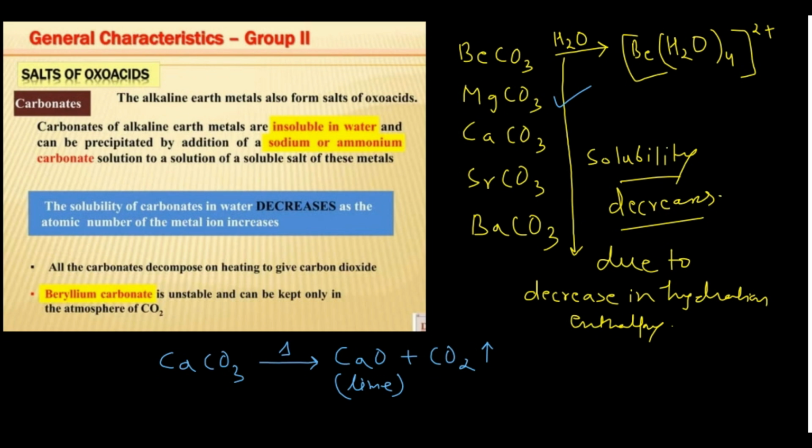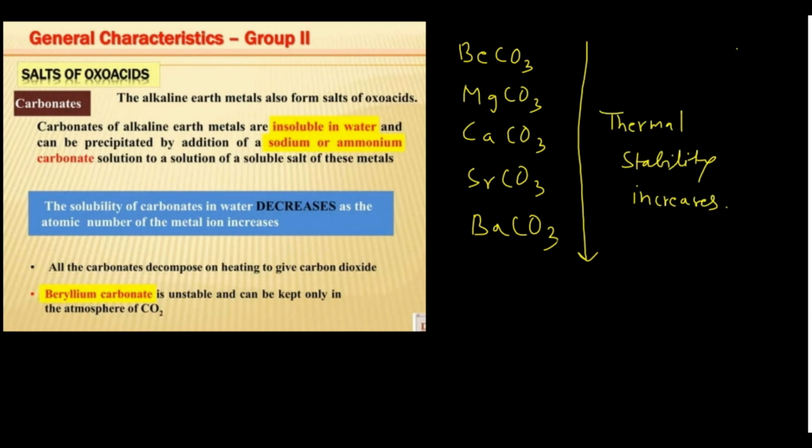And then the next thing is that when we move down the group, the stability of these carbonates increases. So I can again remove certain things. Why does the thermal stability increase when we go down the group? Because when we go down the group, the ionic nature, the ionic character, also increases. So as you can see, when we move down the group, the carbonates of the alkaline earth metals have increasing thermal stability as well as increasing ionic character. So why does this happen?